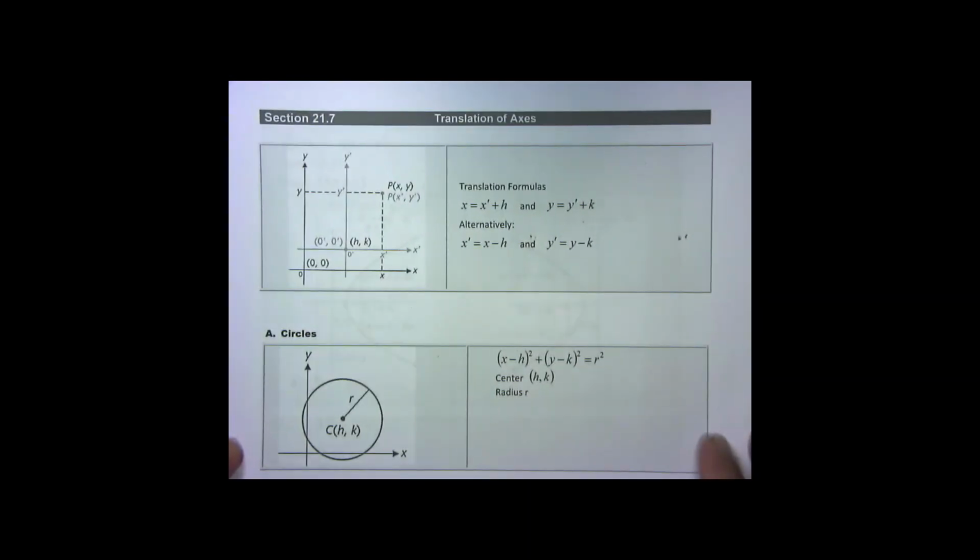What we're going to look at is the translation of axes. So we would like to see what happens when we start taking all of these conic sections, circles, parabolas, ellipses, hyperbolas, and just kind of shift them around. How do they move? So the first thing we want to remind ourselves is just regular translation.